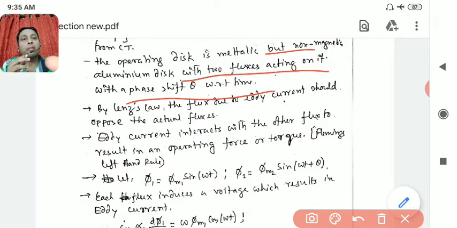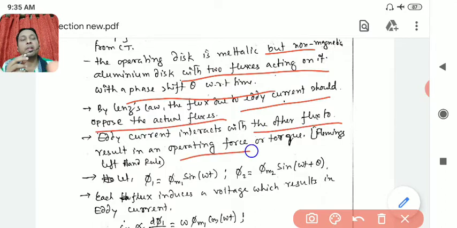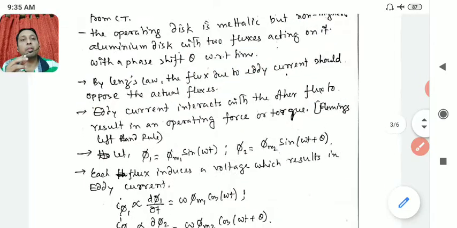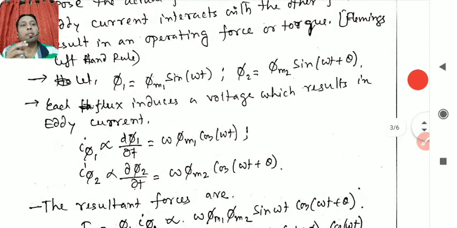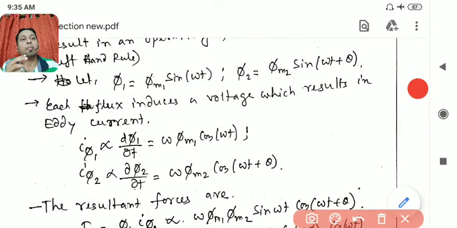By Lenz's law, the flux due to this eddy current should oppose the actual flux. So the eddy current interacts with the two other fluxes, resulting in an operating force that we have discussed by Fleming's left hand rule. So let phi 1 be equal to phi m1 sin omega t, and then phi 2 is equal to phi m2 sin of omega t plus some shift, and this is the shift theta.